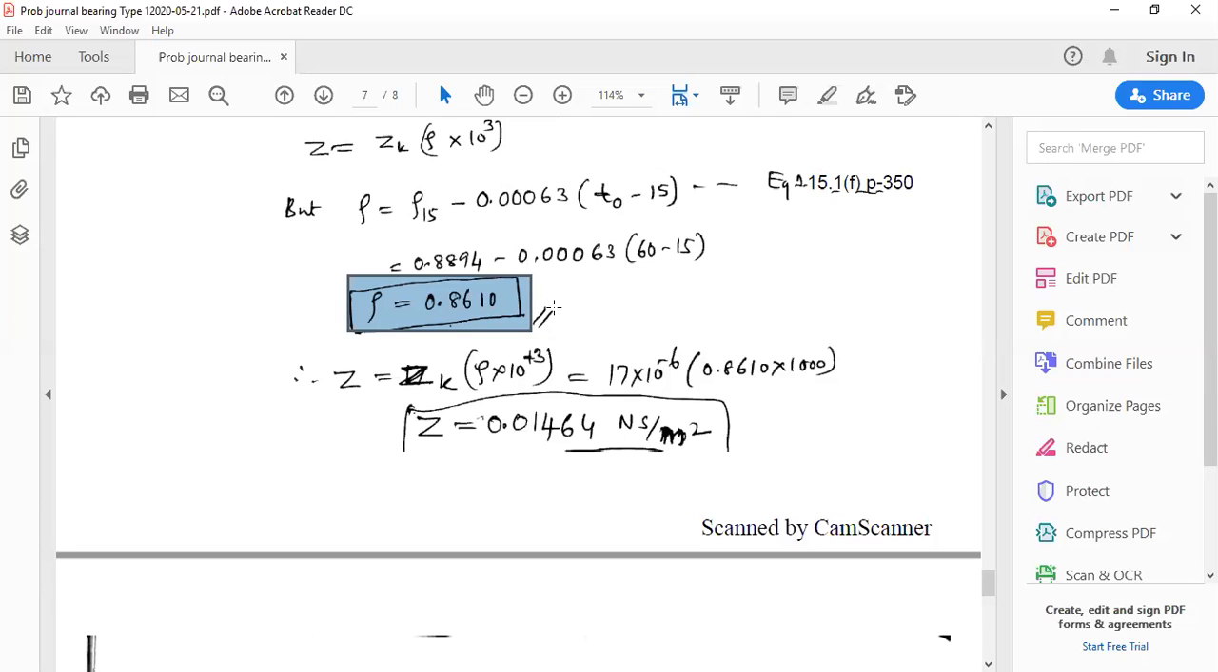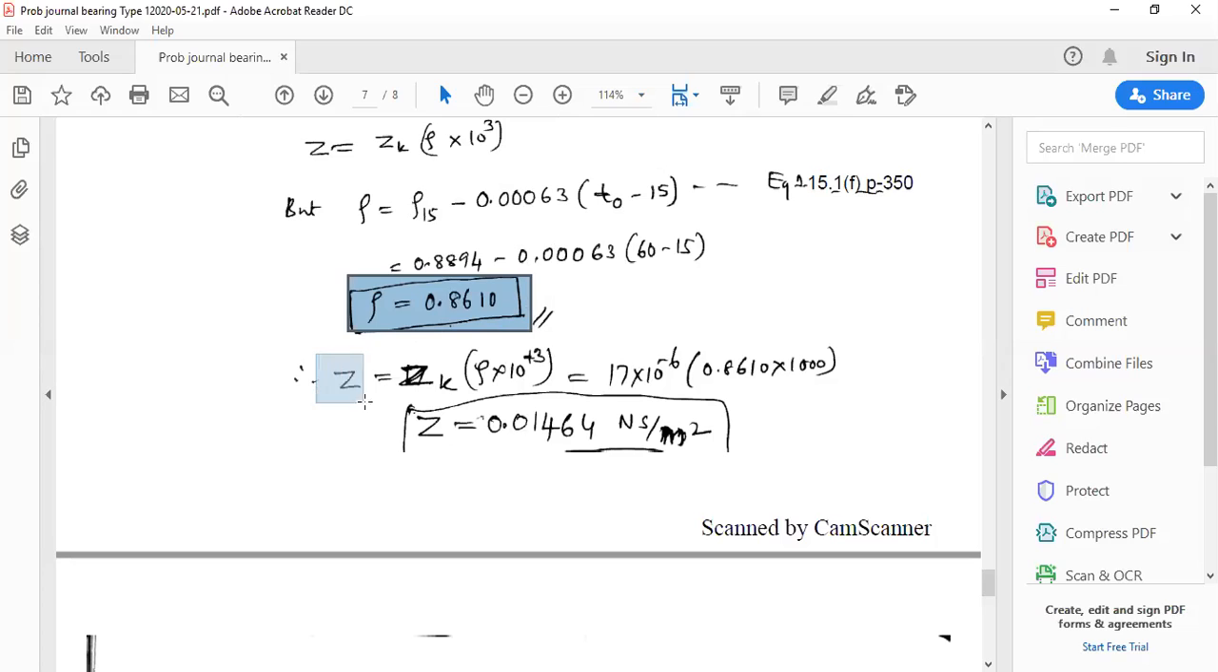So if we want the value of mass density of the oil, this specific gravity value is to be multiplied by the mass density or the weight density of the standard fluid, which is water. So 0.8610 multiplied by 1000, that is the mass density.